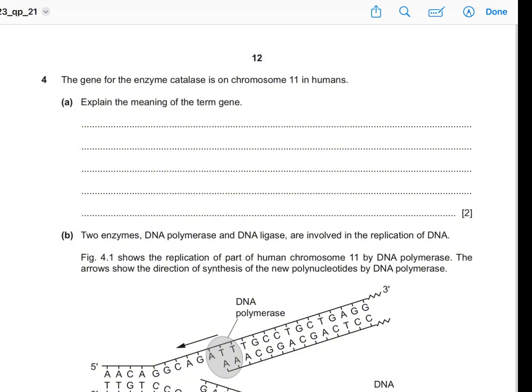Question 4. The gene for enzyme catalase is on chromosome 11 in humans. A. Explain the meaning of the term gene. This is a sequence of nucleotides or bases that is a part of DNA which codes for a polypeptide.